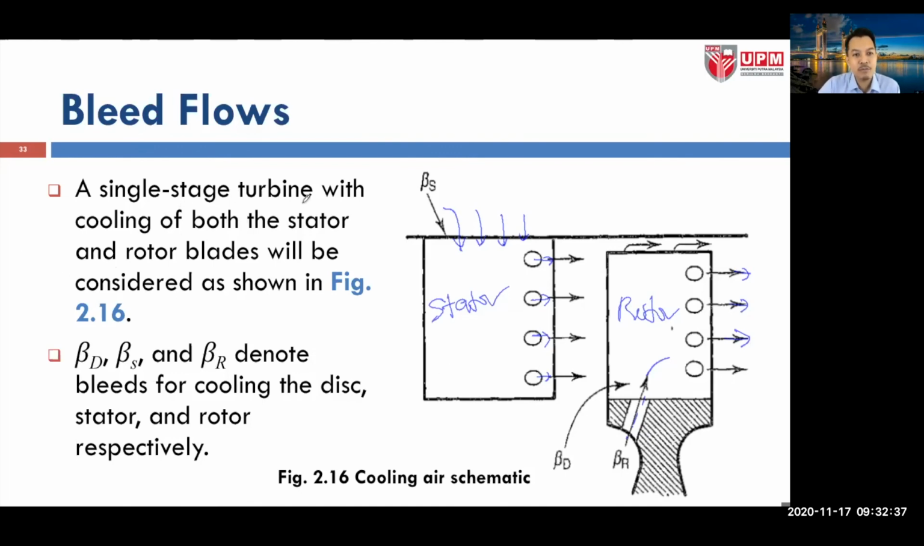A single stage turbine with cooling of both the stator and rotor blades will be considered, where beta D, beta S, and beta R denote the bleeds for cooling the disc, stator and rotor respectively. So in other words, we need to know how much amount of air is being bled into the stator, and how much air needs to be used to protect the rotors. So it's not an easy task.